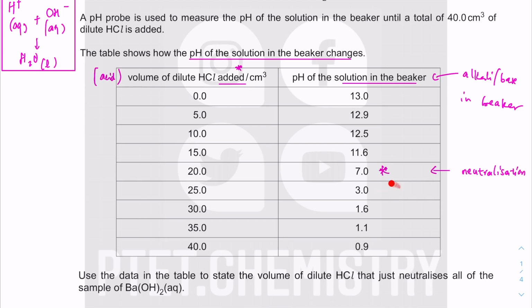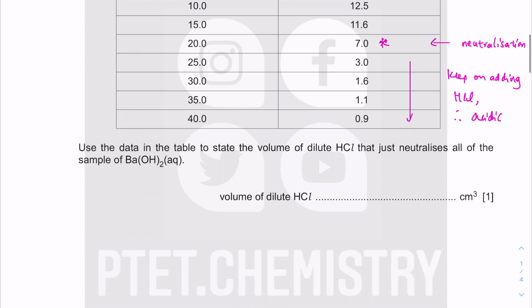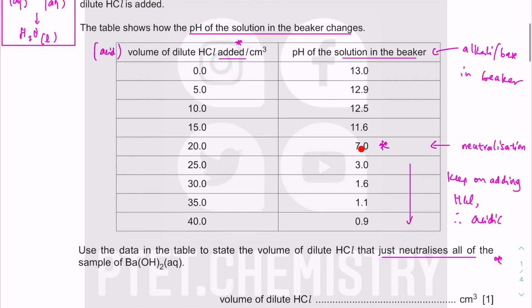So that is your point of neutralization, upon which you keep on adding acid, and therefore it becomes acidic. Eventually after you add such a large amount of the acid, it becomes like pH 0.9. So you're looking for the value in the table where it just neutralizes all of the sample. I already marked it with asterisk there. That is when the pH gets to 7.0, and that is when all the acid neutralizes the hydroxide present.